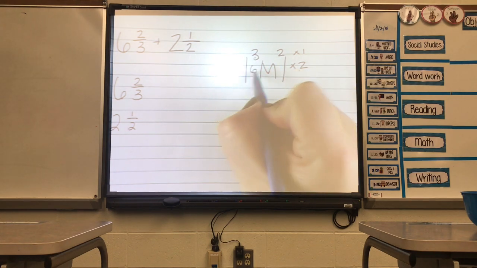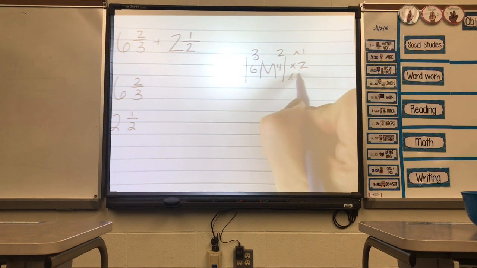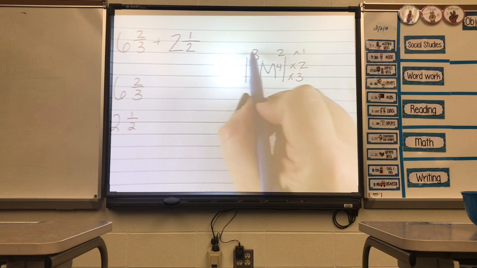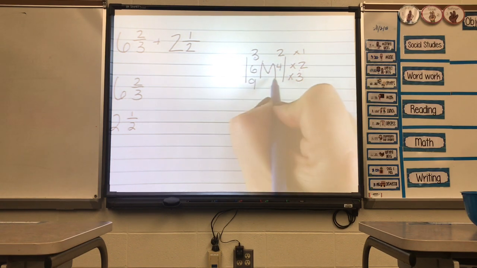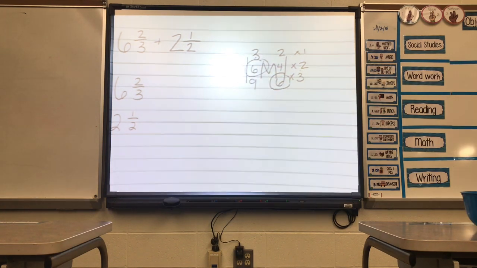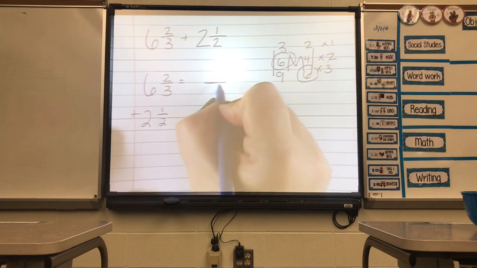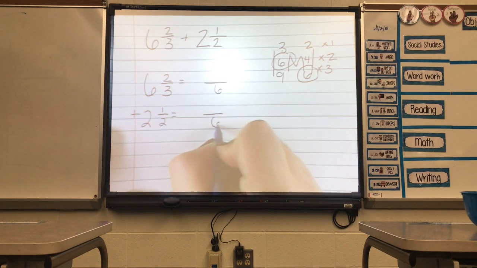3 times 2 is 6. 2 times 2 is 4. I don't have a common denominator yet. 3 times 3 is 9. 2 times 3 is 6. There I go. So now I need to make my fraction equal the new denominator.